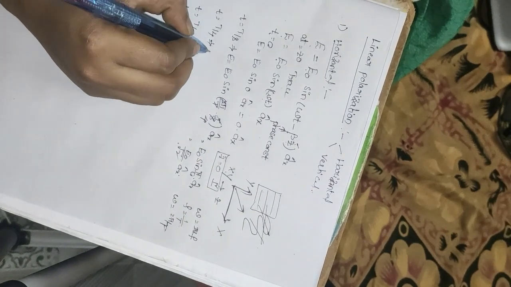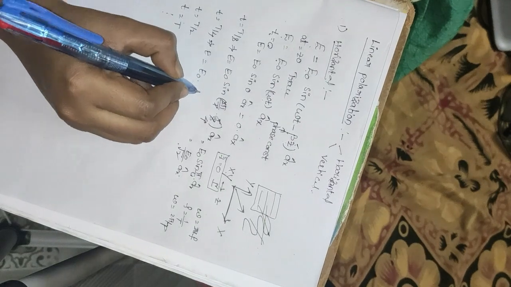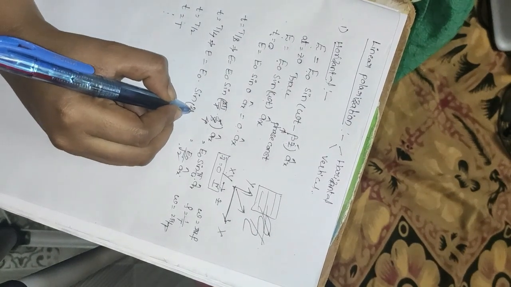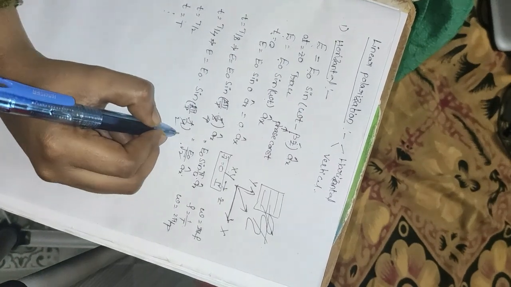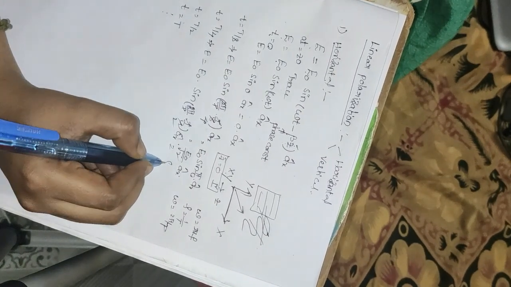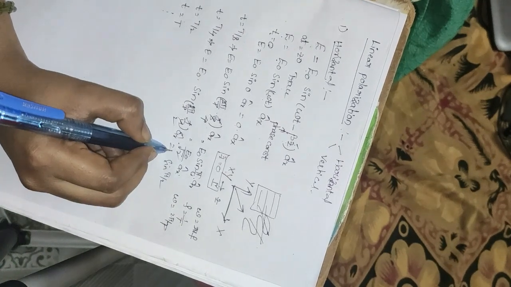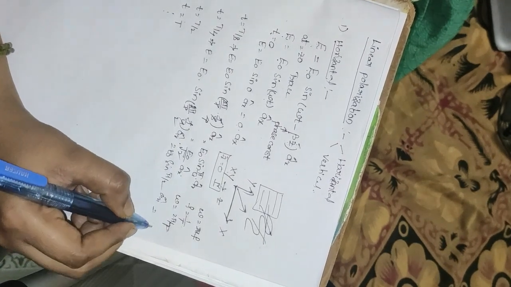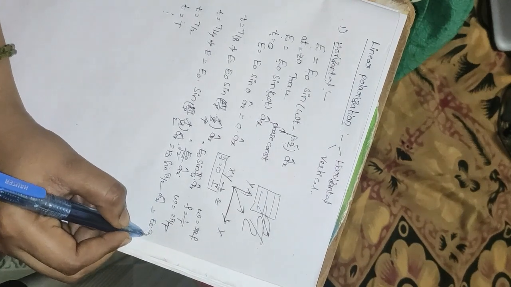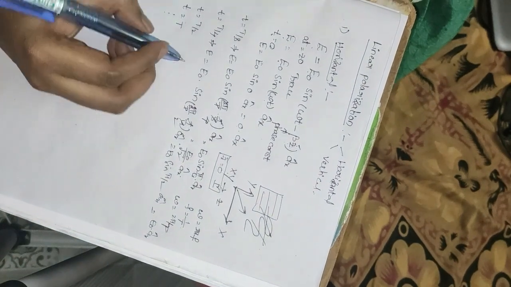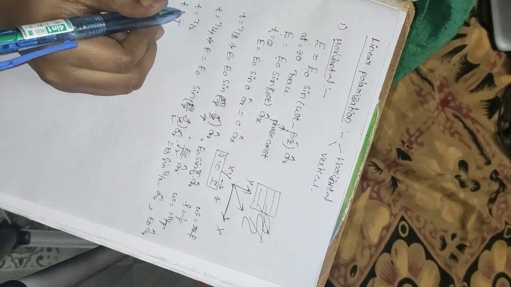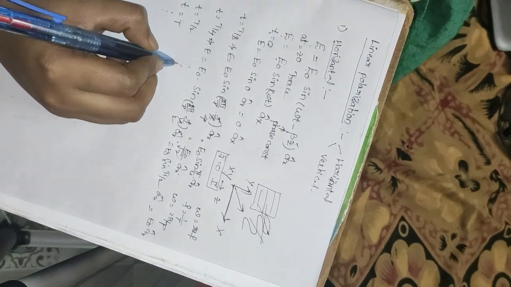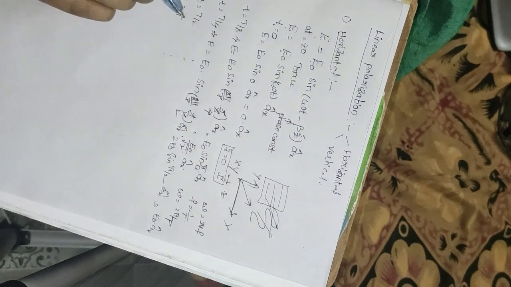At t equals T by 4, E is equal to E naught sine of 2 pi by T into T by 4, which is sine pi by 2, E naught into ax cap. Sine pi by 2 is 1, so E naught into ax cap. So at t equals T by 4, you will have the maximum magnitude. And so on, similarly for t equals T by 2, T, and so on.